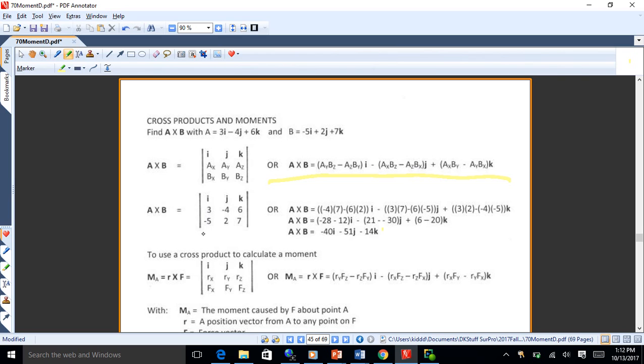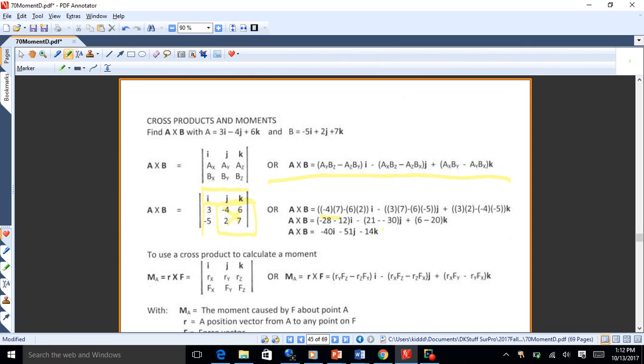Now, the way I learned to do these, it's not as though you have to do it this way, but this is how I learned a long time ago. I would cross off the first row and the first column, and then cross what's left to get the I. So I'd take negative 4 times 7, going down that diagonal. Then I'd subtract off the other diagonal, minus 6 times 2, and that would be the I.